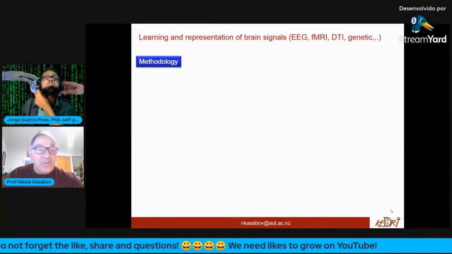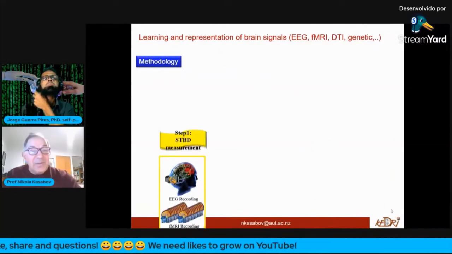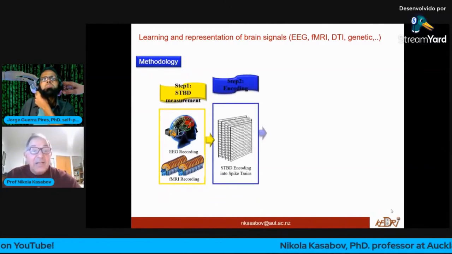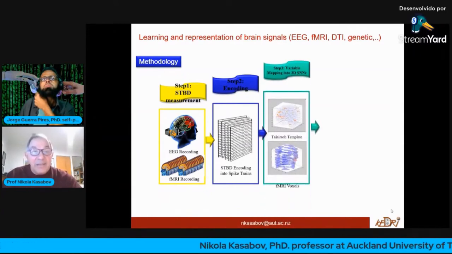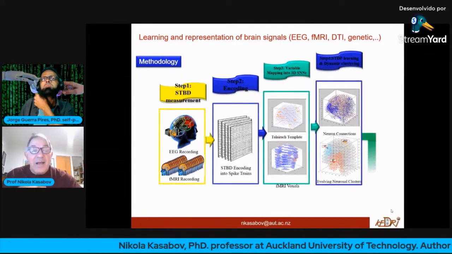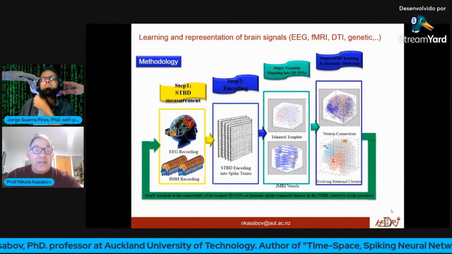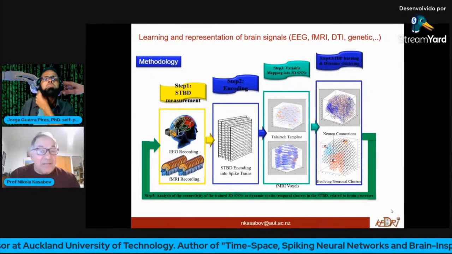And the methodology, of course. Next slide, please. So we can use it for brain data analysis, for EEG, fMRI, next one, encoding the data, learning the system, evaluating the connections and classifying the pattern. Next slide, please.